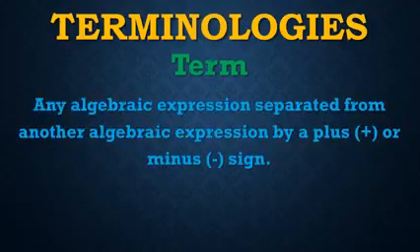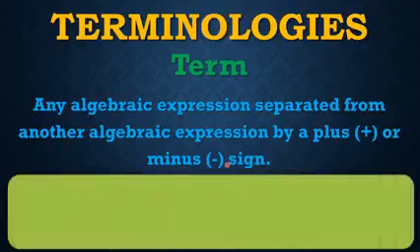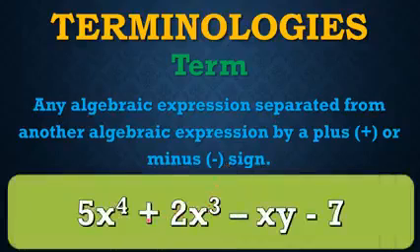Third terminology is term. So yung term naman by definition is any algebraic expression separated from another algebraic expression by a plus or minus sign. For example, given yung algebraic expression natin, okay? So we have 5x to the 4th power plus 2x cubed minus xy minus 7. Again, this is an example of algebraic expression.